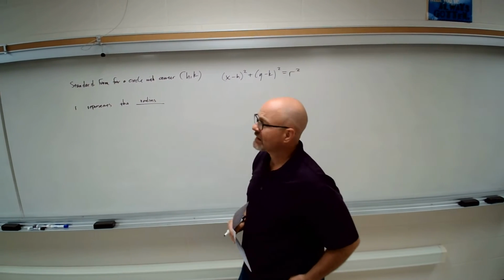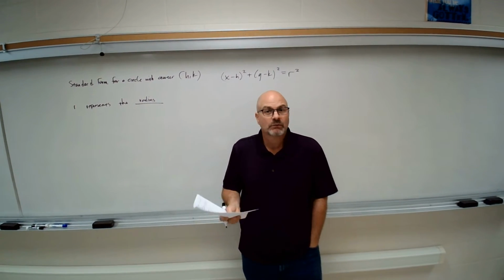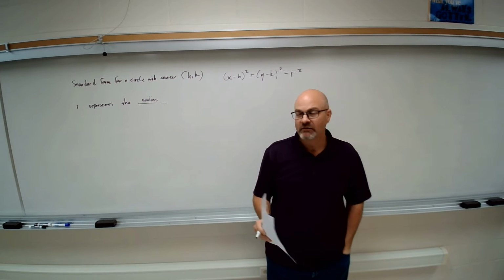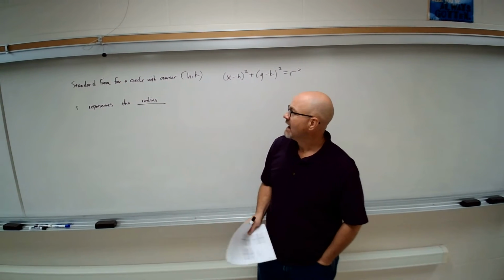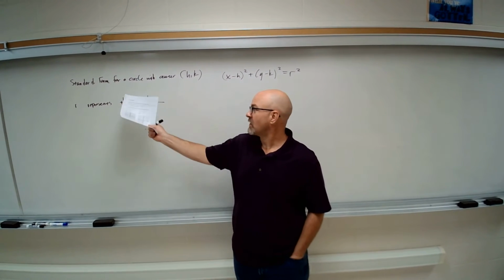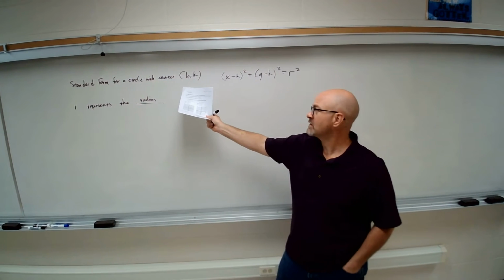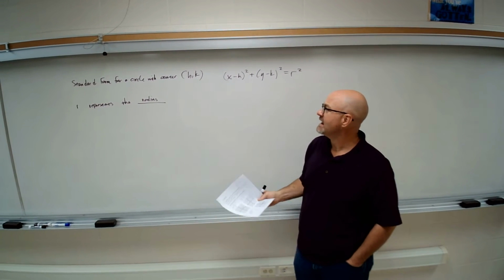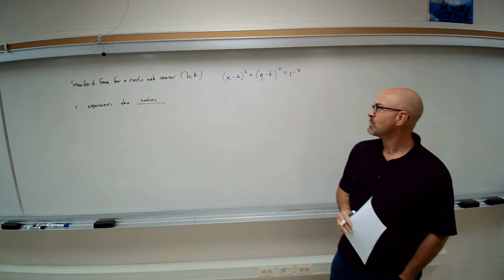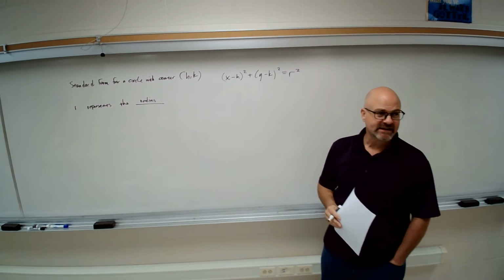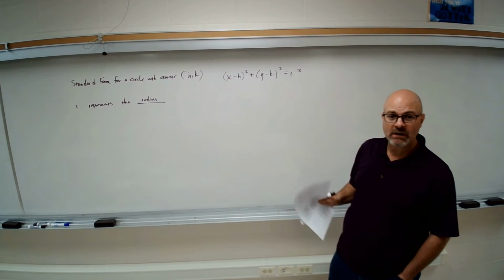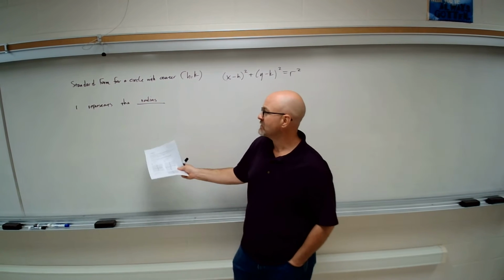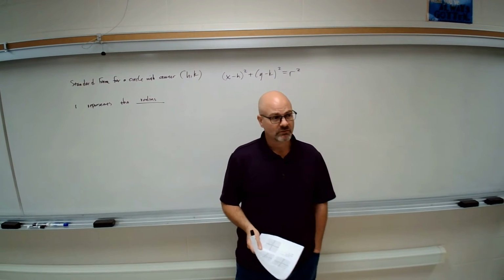Okay, so today we want to talk about our conic sections, or rather we'll talk about circles, which is another one of our conic sections here. The first thing that we're going to start from here is the standard form for a circle with a center at (h, k): (x - h)^2 + (y - k)^2 = r^2, where r represents the radius of the circle.